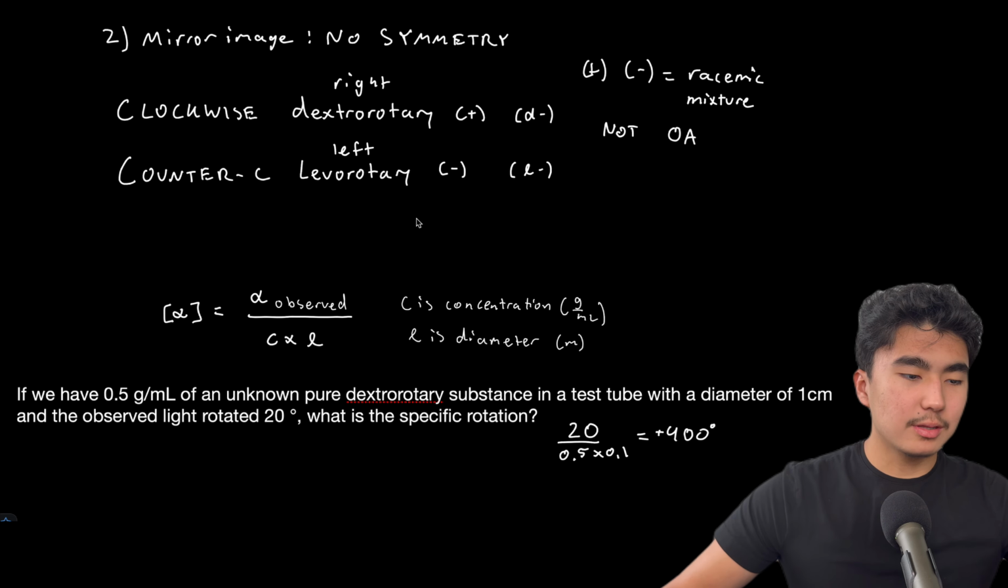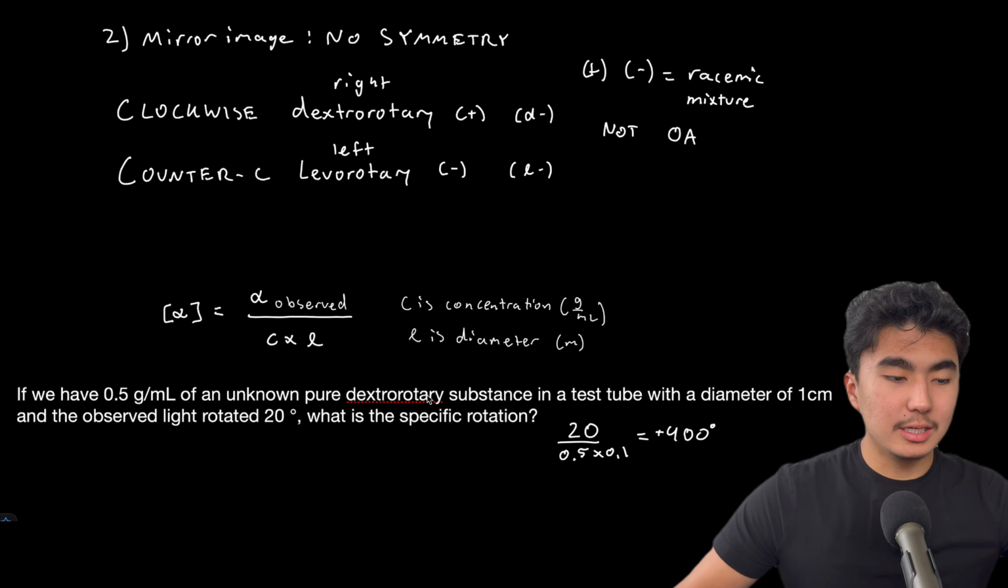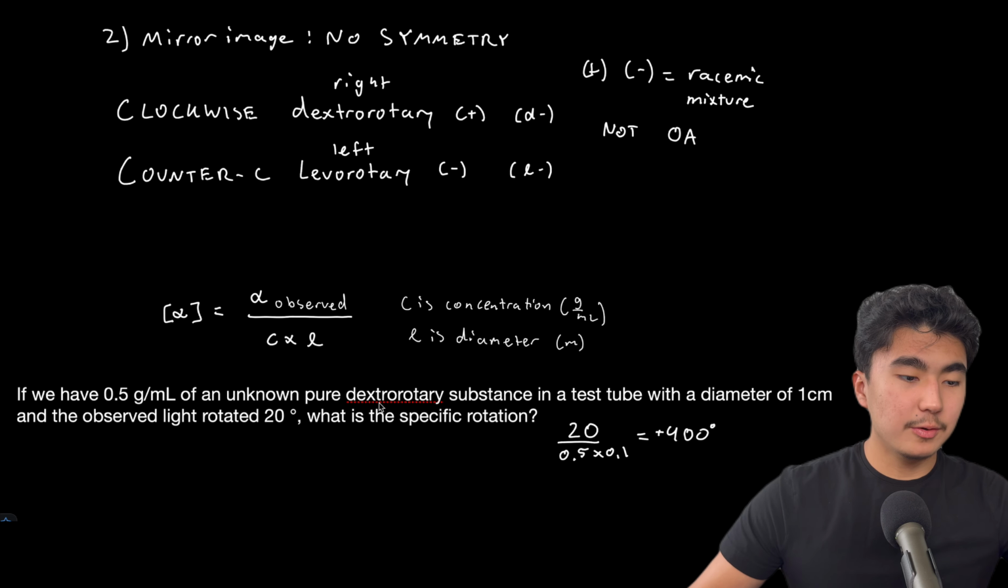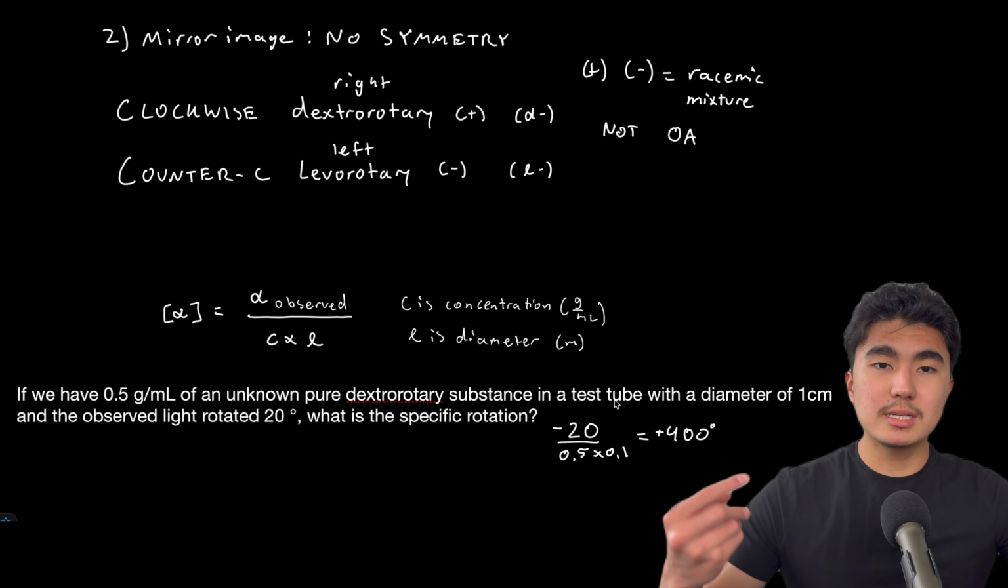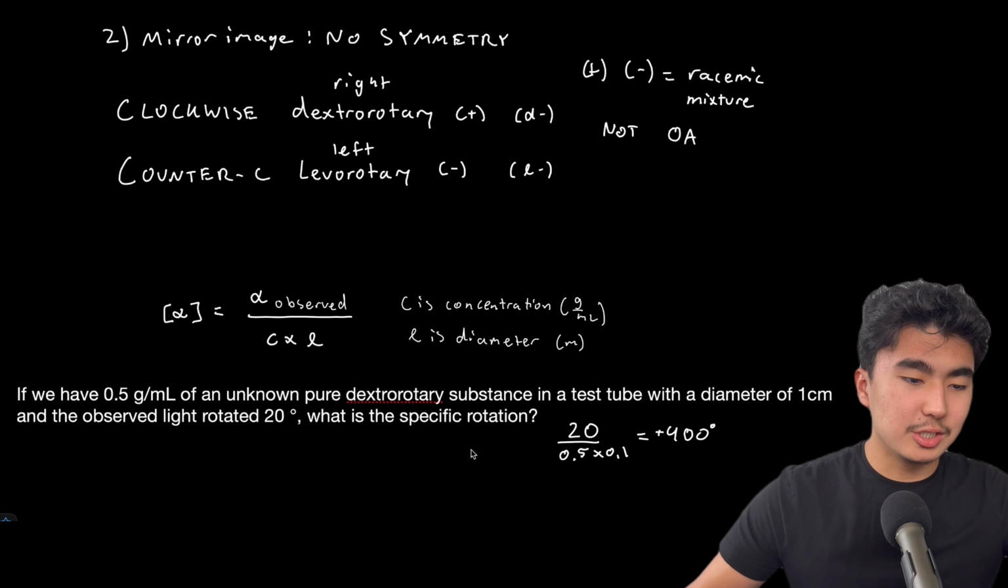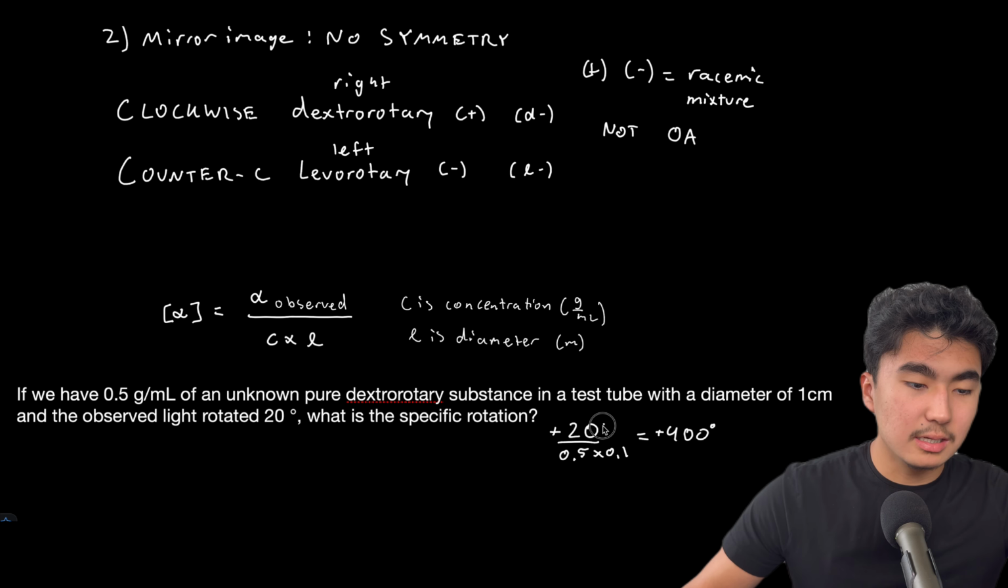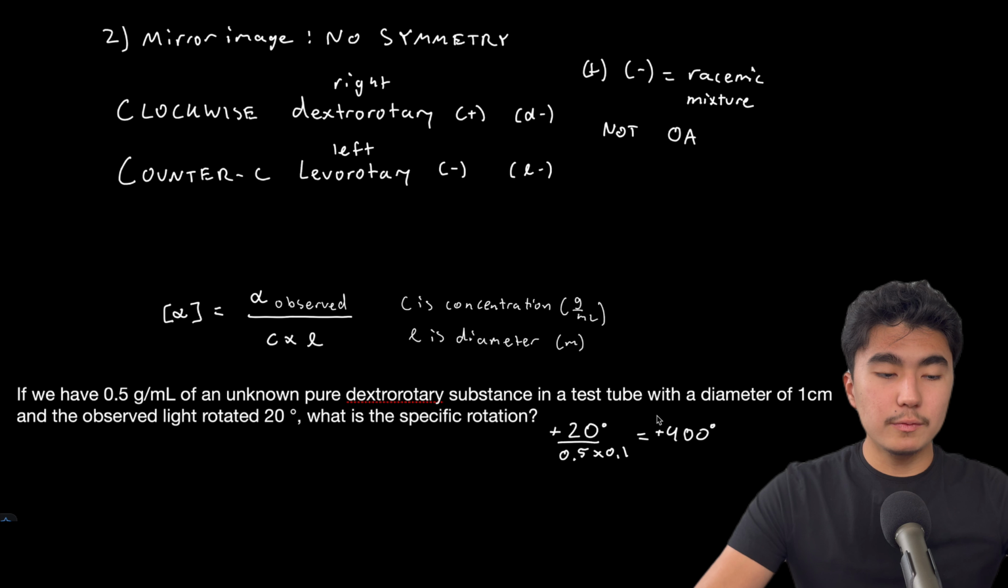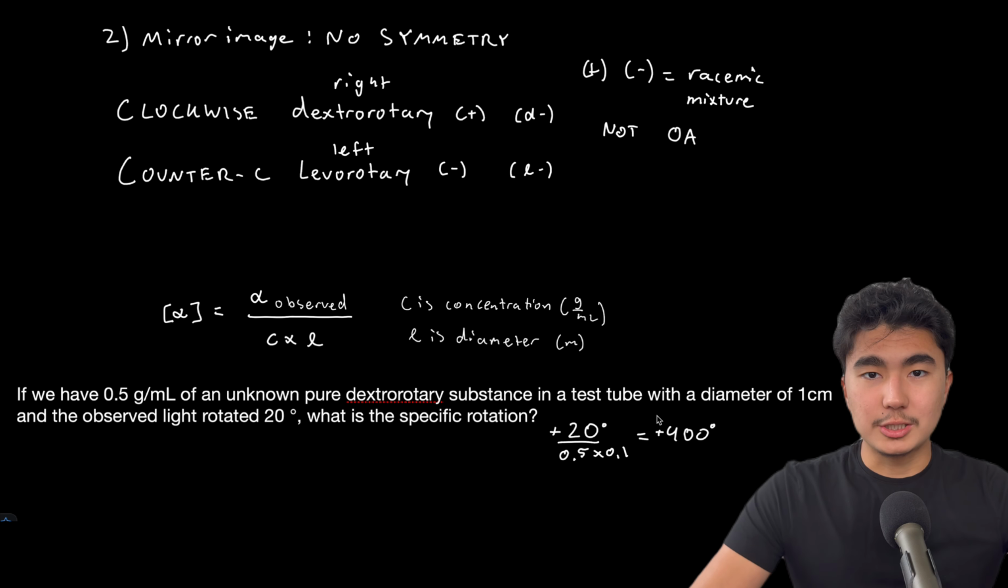And one thing to note is that you have to pay attention to if it is dextrorotary or levorotary. Because if it was levorotary, we would put a negative sign. But this is dextrorotary, thankfully, so it's just going to be a positive sign since it is moving to the right, since it is moving in that clockwise direction.